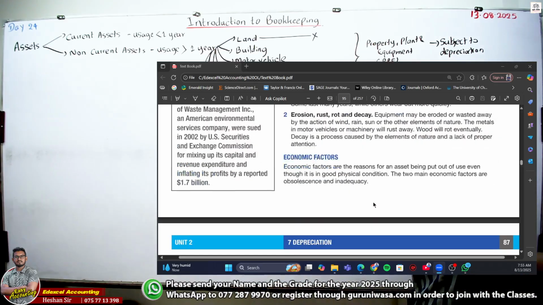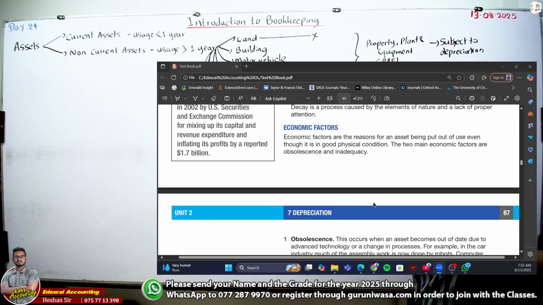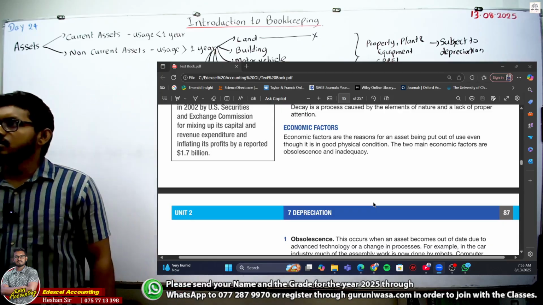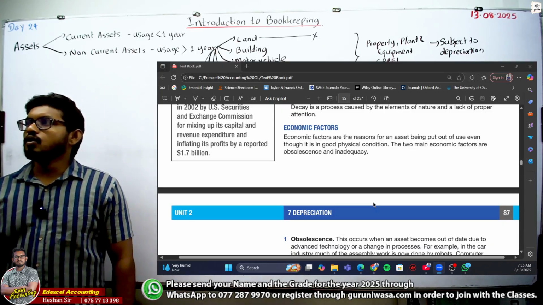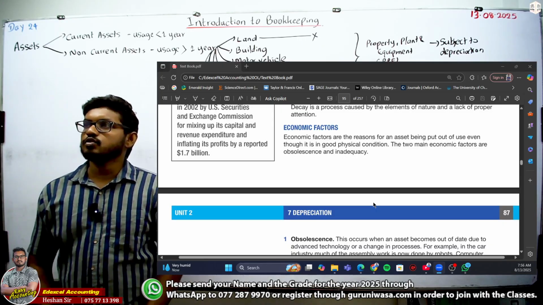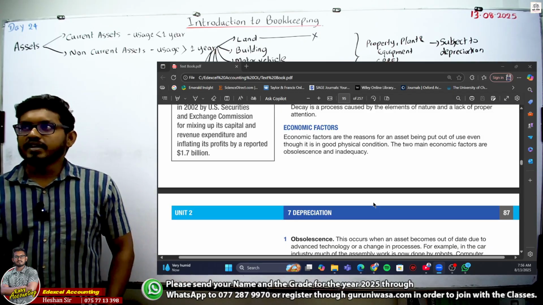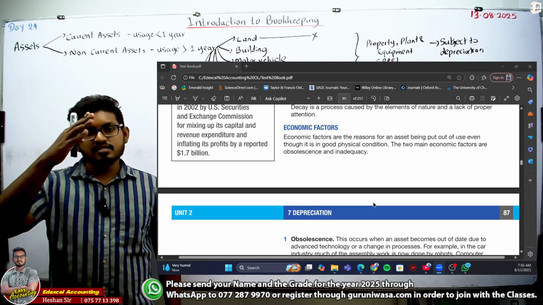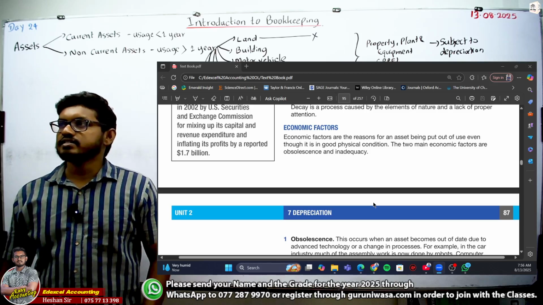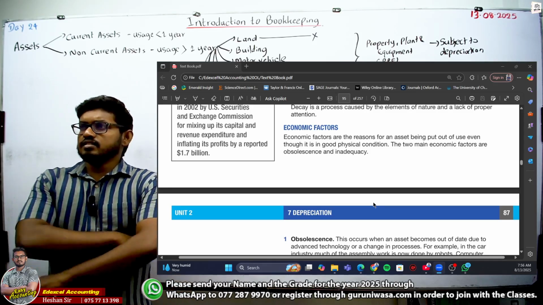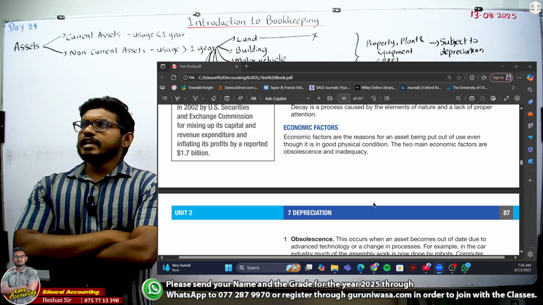Economic factors. Economic factors are the reasons for an asset being put out of use, even though it is in good physical condition. Though the physical condition is good, sometimes because of economic factors, the value can decrease. The two main economic factors are obsolescence and inadequacy.